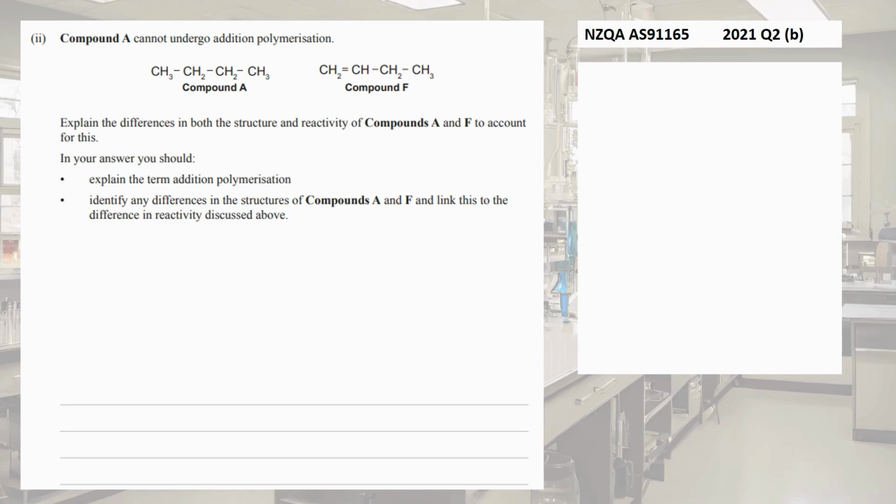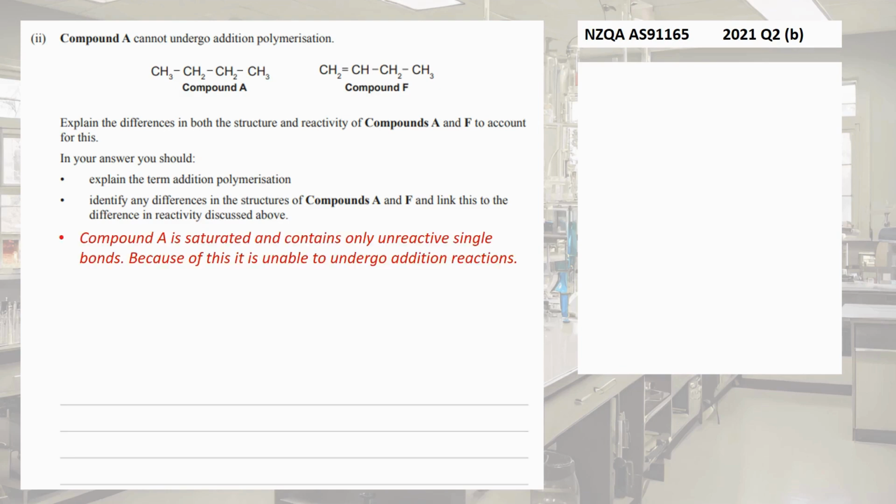So we need to explain this in sentences. So we start with compound A.